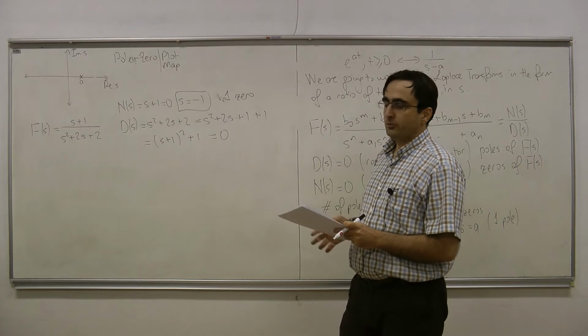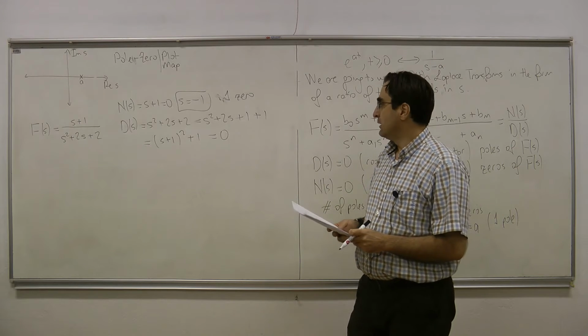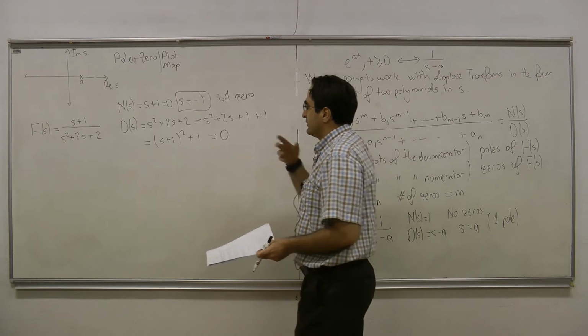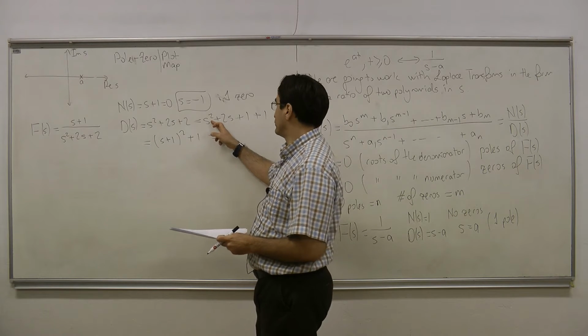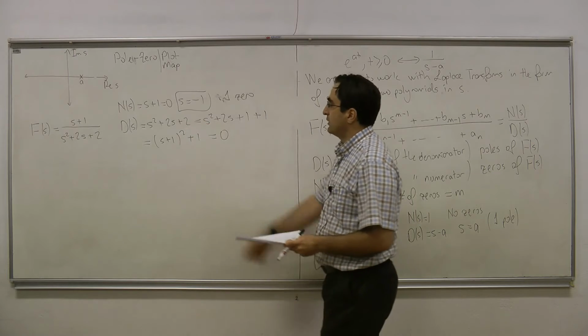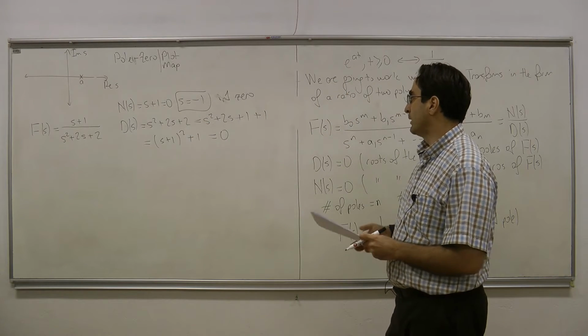And how many poles do we have? In this case, to answer this question, I will just look at the order of this polynomial, which is equal to 2. So this Laplace transformation has 2 poles.